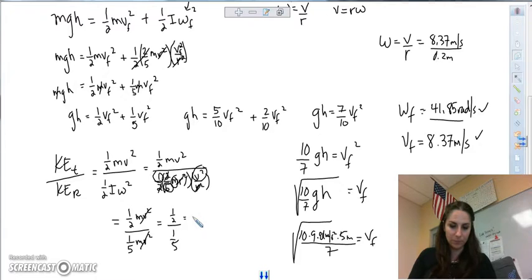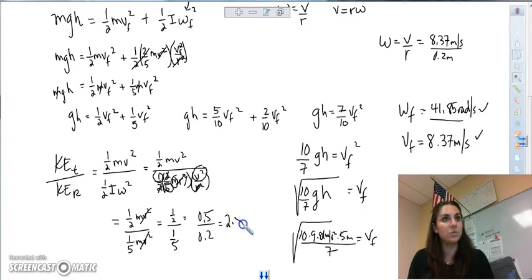Let me do that. So 1/2 is 0.5 and 1/5 is 0.2. So I get a ratio of 2.5 between the translational and the rotational. In other words, you can see that there is more influence from the translational than the rotational. So that is our final answer for that part.